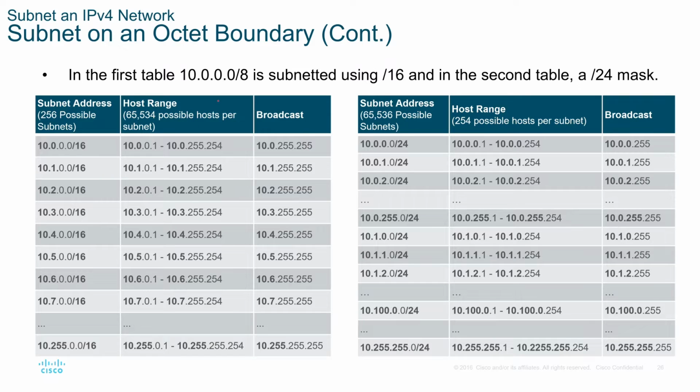Here, in this example, they take a class A, the 10 network private addresses, with a /8. And they're using the second octet to indicate the network. So 10.0, 10.1, 10.2, 3, 4, 5, and so on. Now, because everything is fixed, each group has approximately 65,534 hosts in it.